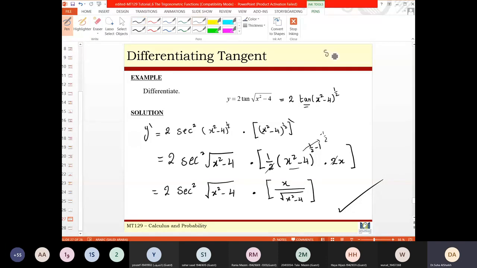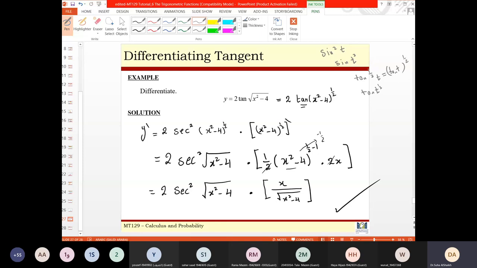دائما ننتبه لما يكون عندي sin square of t مش نفسها لما يكون عندي sin t square. لما يكون عندي tan to the power half of t مو نفسها لما يكون عندي tan t to the power half. الهاف جاية على الانجل، هنا الهاف جاية على التان. Okay, this one معناها ان tan t كلها to the power half.